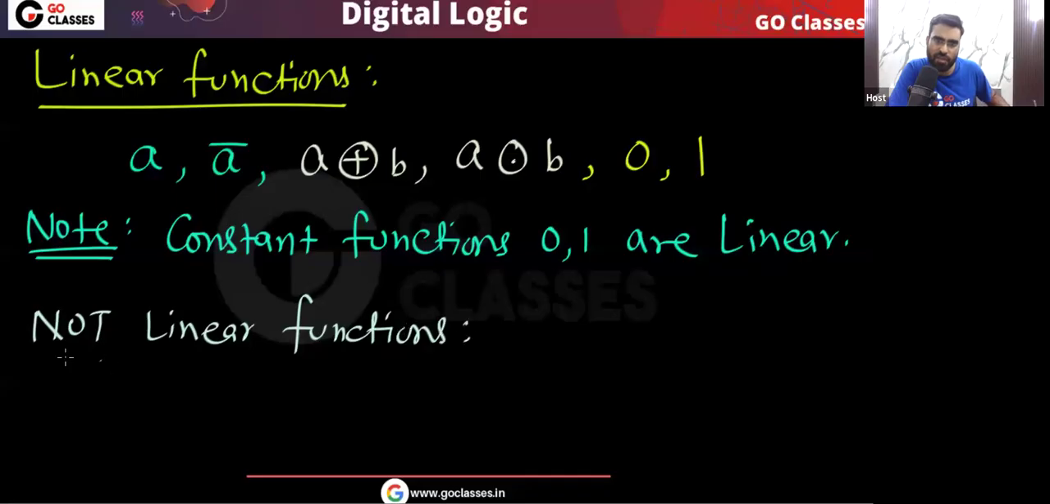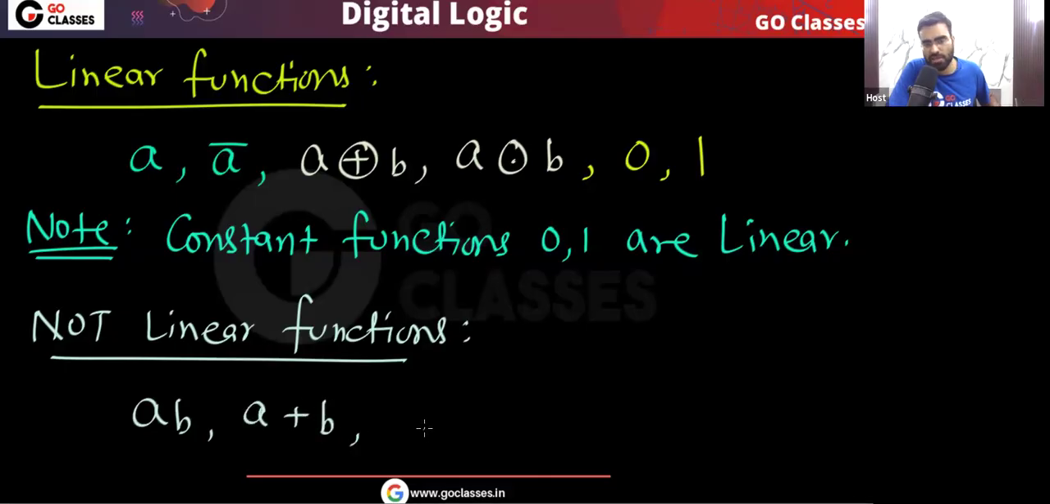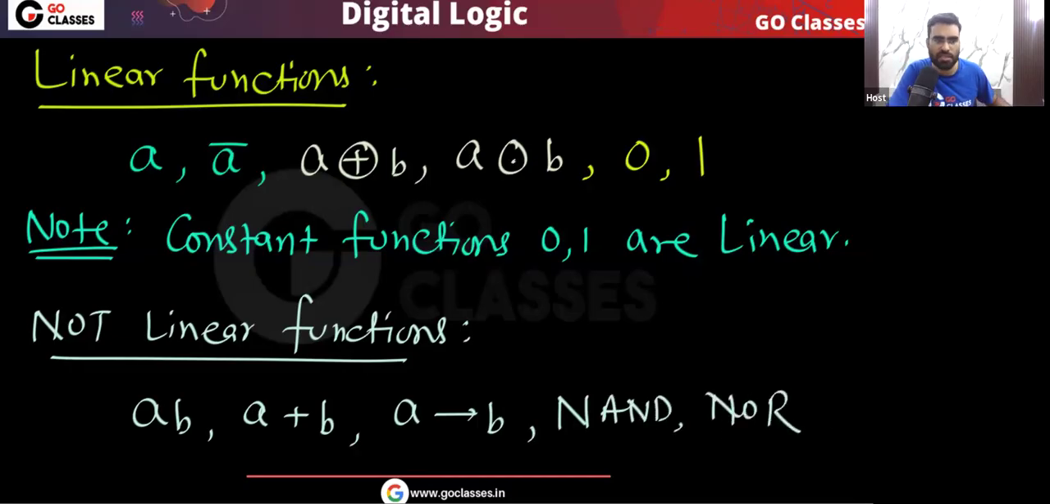What are not linear functions? For example, AND is not linear. You can check OR is not linear. You can check implication is not linear. You can check NAND is not linear. NOR is not linear. These functions are not linear.